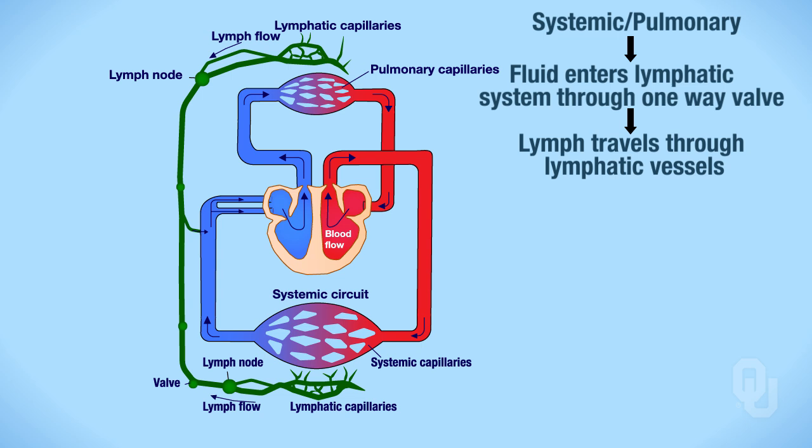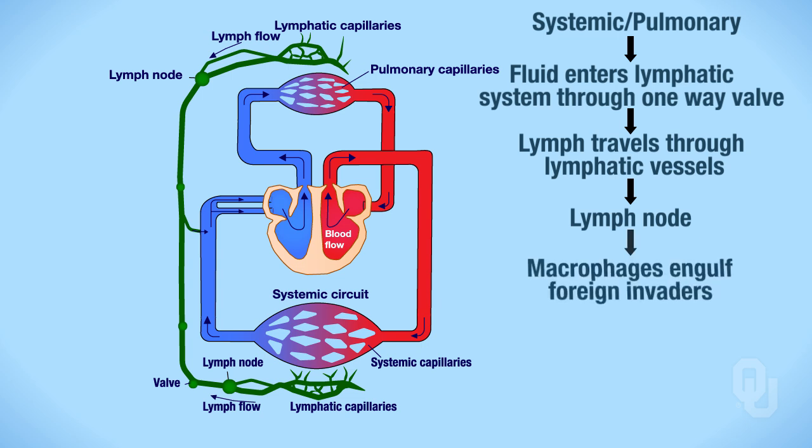The lymph will then travel through the lymphatic vessels. And there are different names for the vessels, but we will not worry about those names. As the lymph travels through the vessels, it will encounter a lymph node. So that lymph has to go through that lymph node, and when it's in the lymph node, macrophages are going to engulf any kind of foreign invader that are in the lymph.